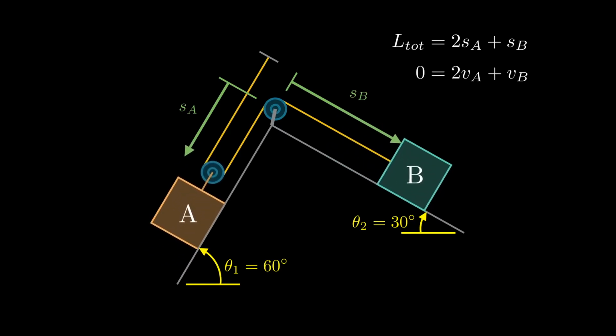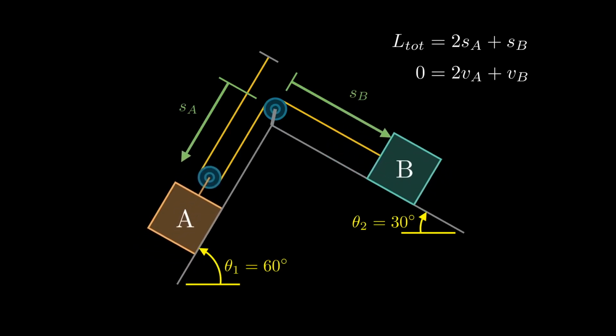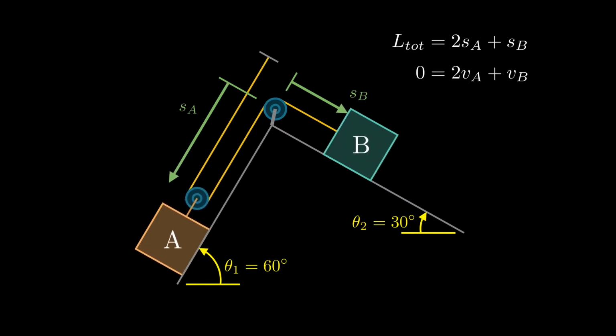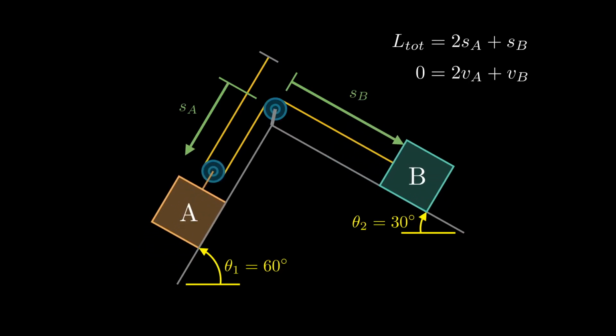You can see that for every unit distance that block B moves up the ramp, block A moves down its side by half as much. Let's label d according to the problem statement, and we'll also label d over 2 next to block A.